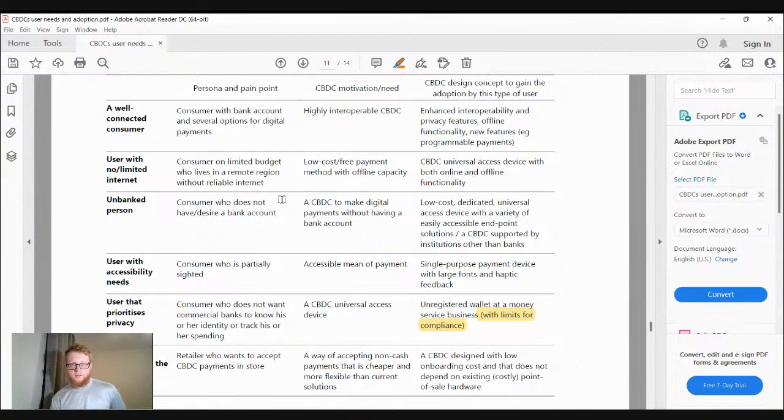Okay, so for another user story, a user with no or limited internet, someone who doesn't have internet. So they would be on a limited budget and live in a remote region without reliable internet.